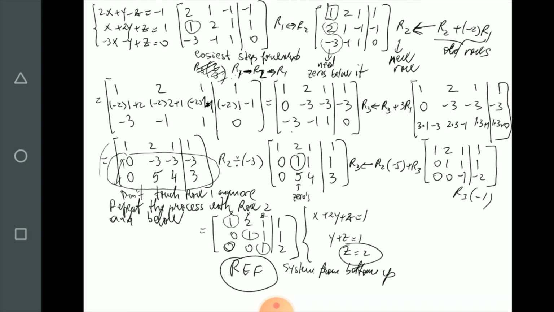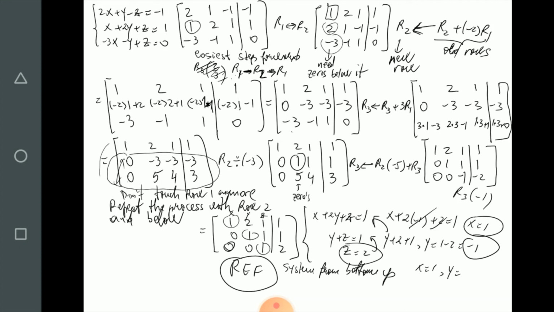The last equation just gave you z equals 2. Substitute it upward, and that gives you y equals -1. Go one step further up: x plus 2 times -1 plus 2 equals 1. The 2 and -2 cancel, so x equals 1. So the solution is x equals 1, y equals -1, z equals 2.